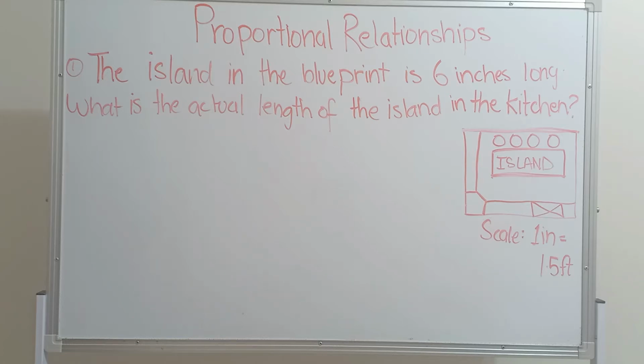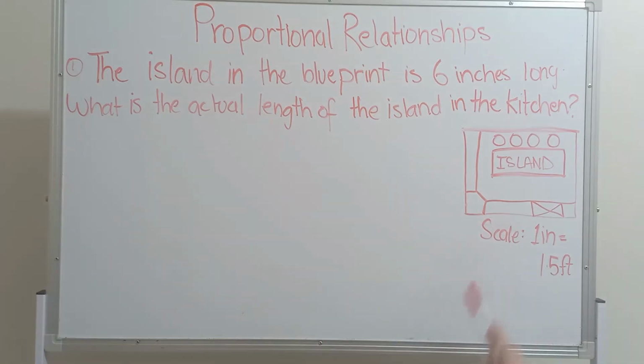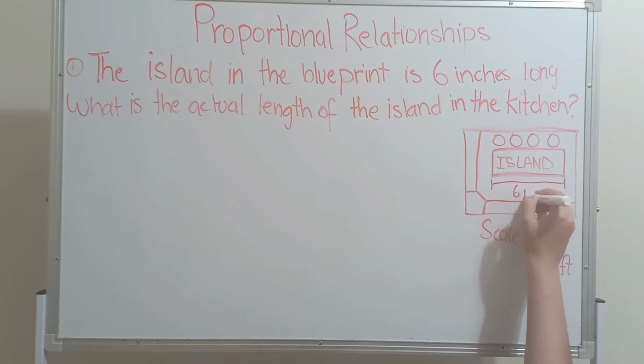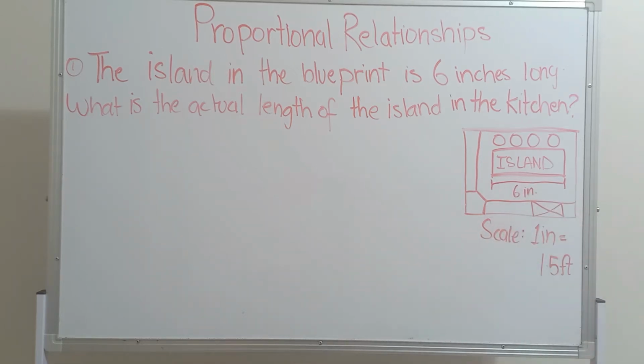It says the island in the blueprint is 6 inches long. What is the actual length of the island in the kitchen? We're going to assume this is the blueprint of the kitchen, and this is the island. So we want to know the actual length of the island. Here we're given the scale. This island is 6 inches long, so we can label that 6 inches long. And according to the scale, 1 inch equals 1.5 feet.